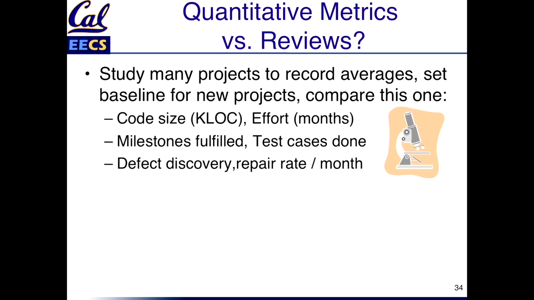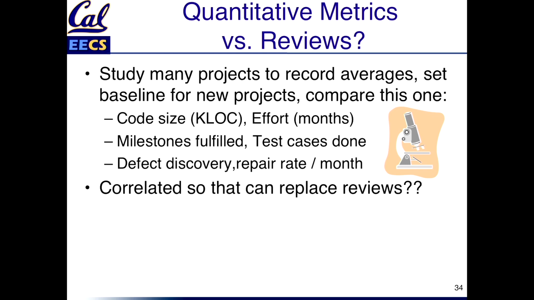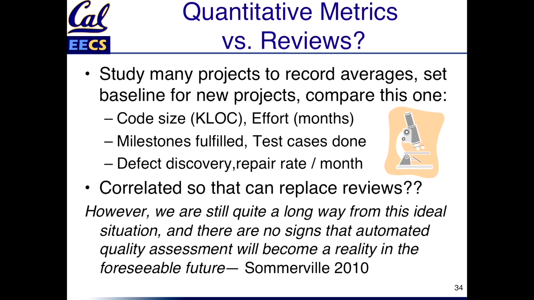So there have been investigations of all kinds of metrics: lines of code, thousands of lines of code, or KLOC; effort in person-months; how many milestones you have fulfilled; how many test cases you have completed; or another popular one, the rate at which you're discovering bugs and the rate at which you're repairing bugs. These are all things that have been tried to make software production more predictable. Let's try these metrics, and you won't have to have these expensive reviews.